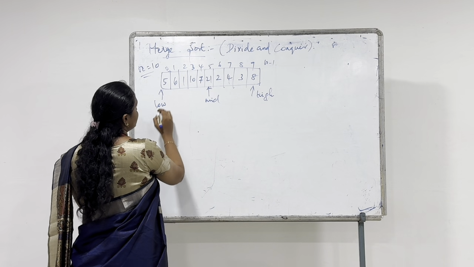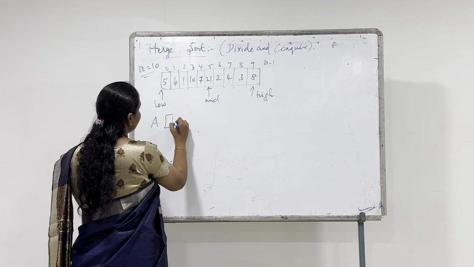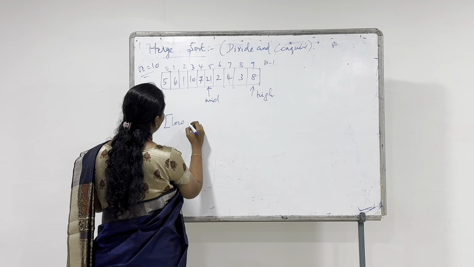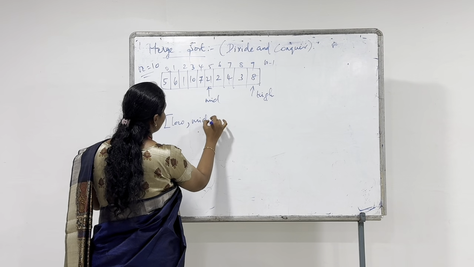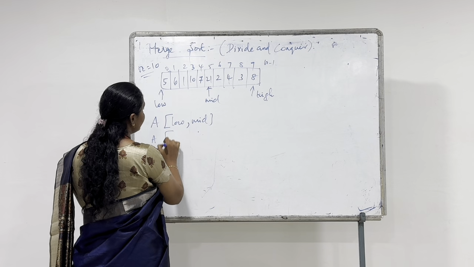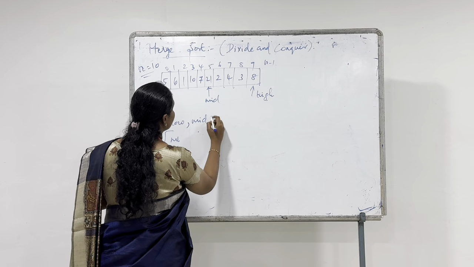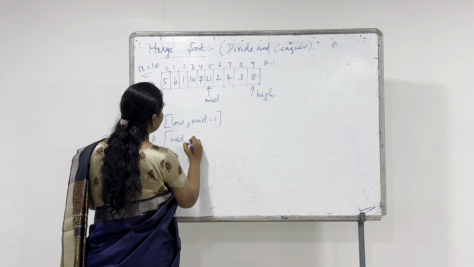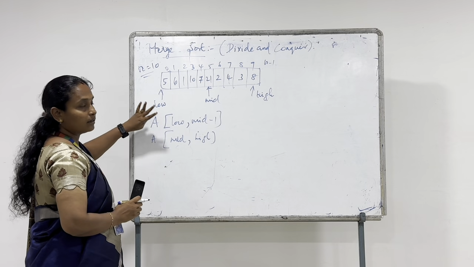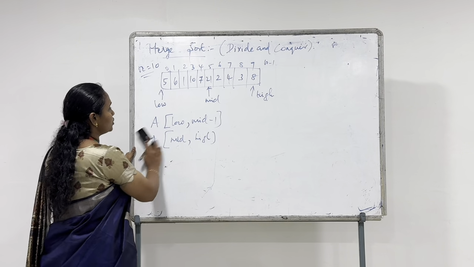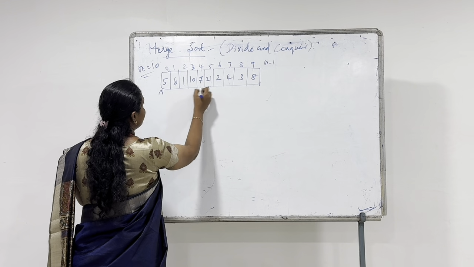So you are going to divide the array. For example, the array is A. You divide it from low to mid minus 1, which is one array, and mid to high, which is another array. We are going to divide the array into two halves based on the mid position.